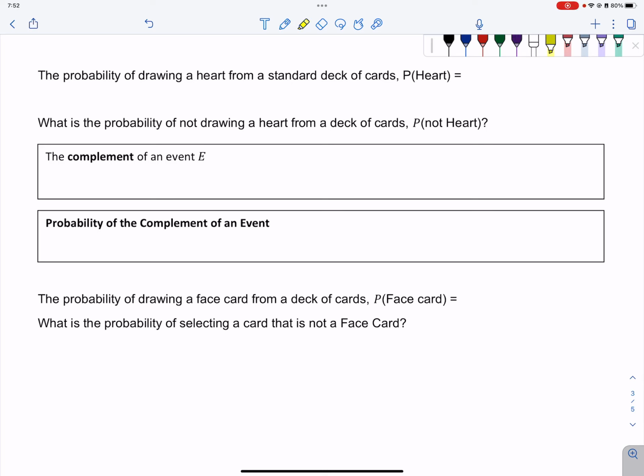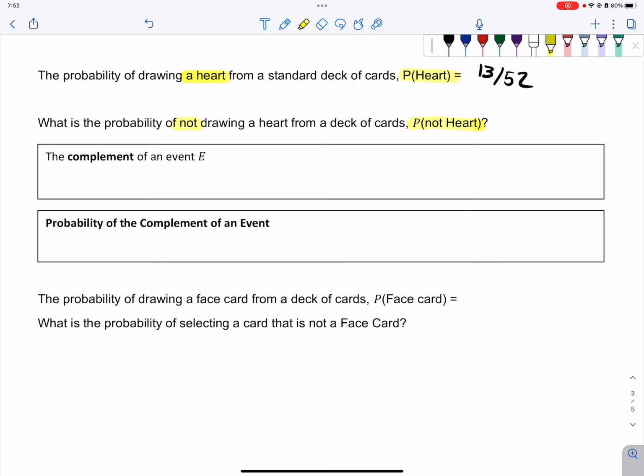Next, we are going to go over the complement rule for probabilities. So to start, let's think about our hearts from our deck of cards. In our deck of cards, we have 13 hearts. So our probability of getting a heart is 13 out of 52. But now, what about the probability of not drawing a heart from our deck of cards?